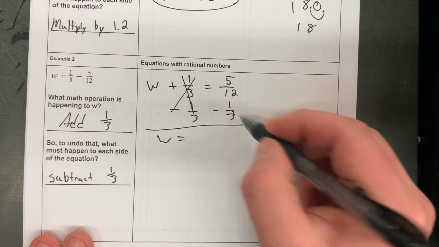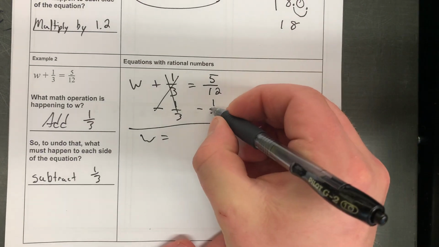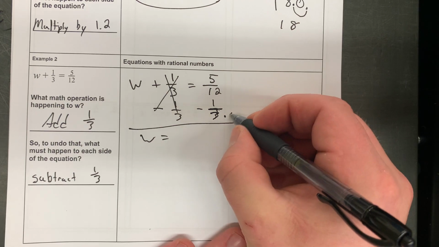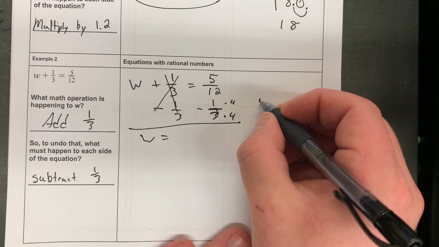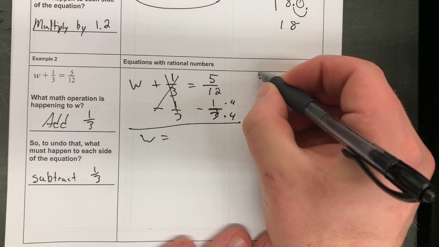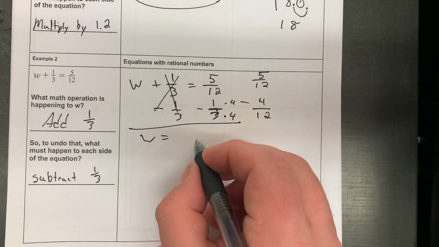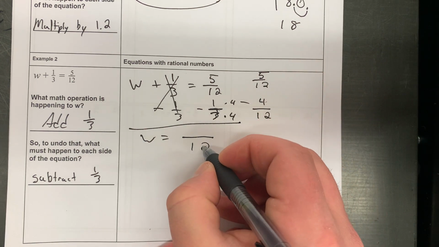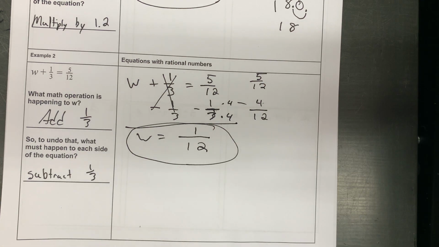I need to make sure that I can subtract these. I can't just subtract them the way they are. So how can I get 3 to become 12? I know that I can do that by multiplying it by 4. If I multiply that bottom, I must multiply the top as well. So I end up with 4 over 12. So now I just have 5/12 minus 4/12. The bottom stays since I'm just subtracting. 5 take away 4, I end up with 1. So w equals 1/12.